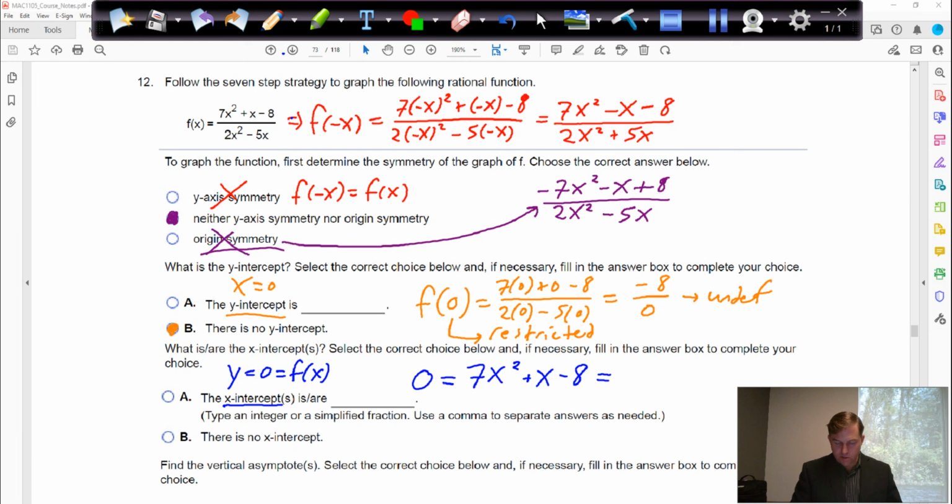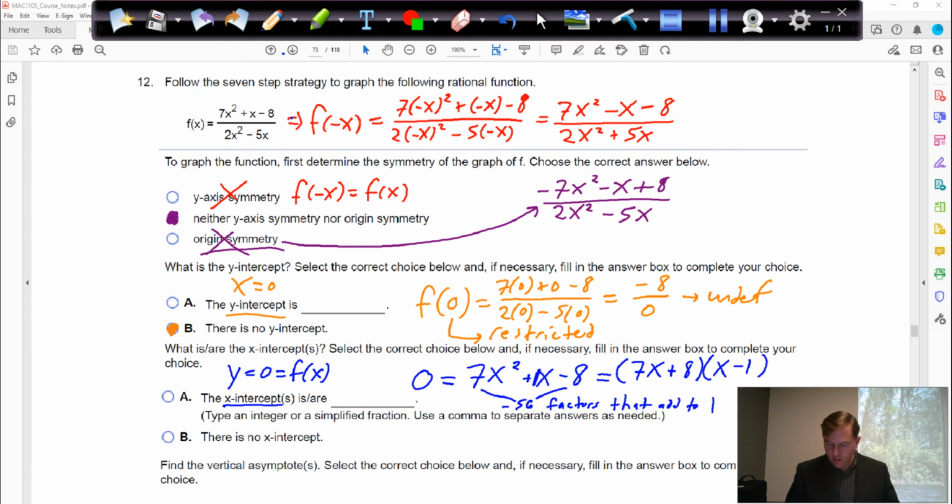Use the AC method, so take 7 times negative 8 and get negative 56. So you're going to take this times this and get negative 56. And then look at the factors of negative 56 that add to 1, add to this plus 1 middle term. And the factors of negative 56 that add to 1 are 8 and 1. Well, it's actually 7 and 8. So what you're going to have is this factors into 7x plus 8 and x minus 1.